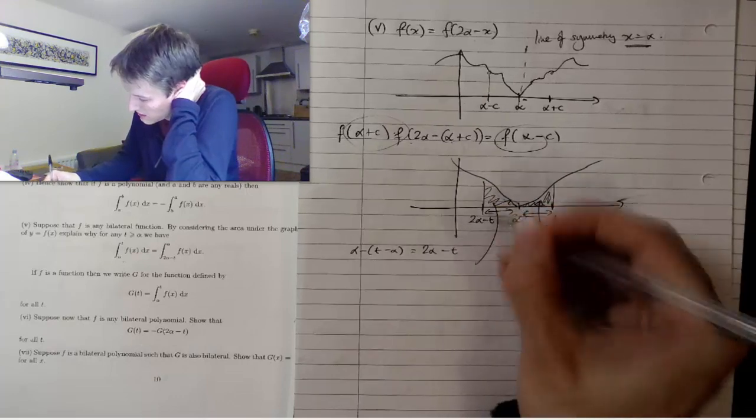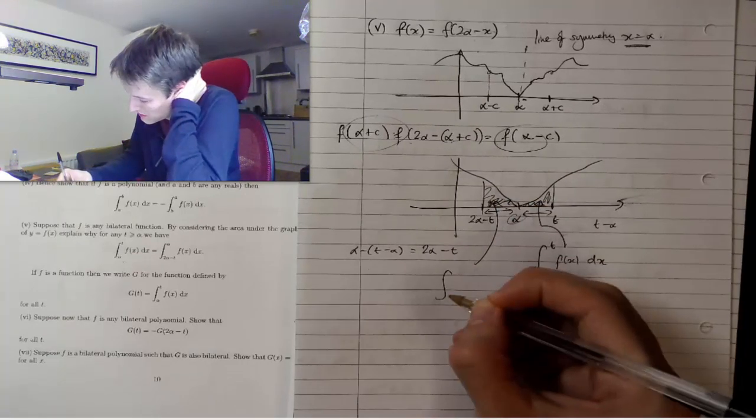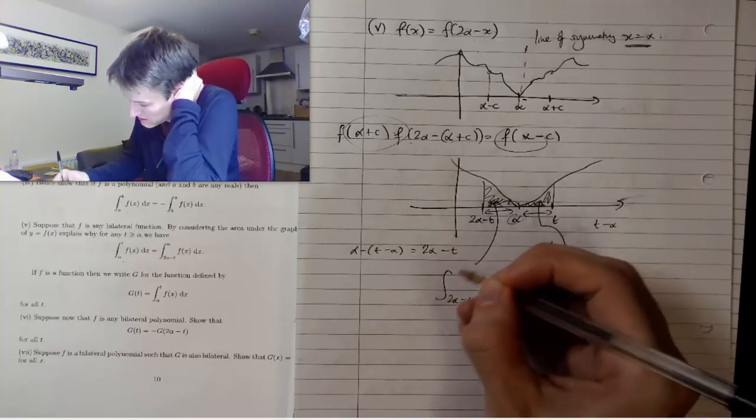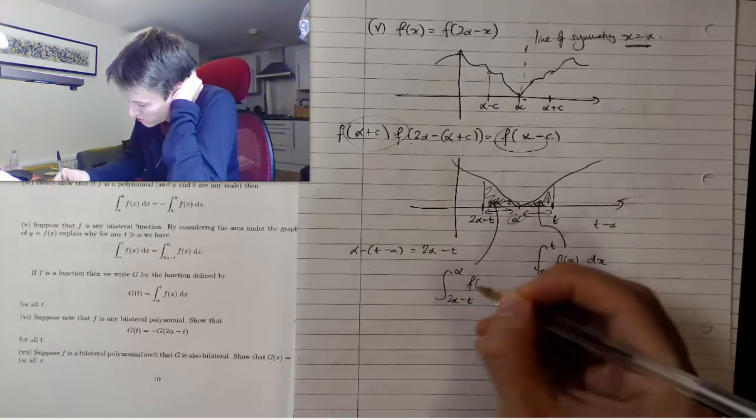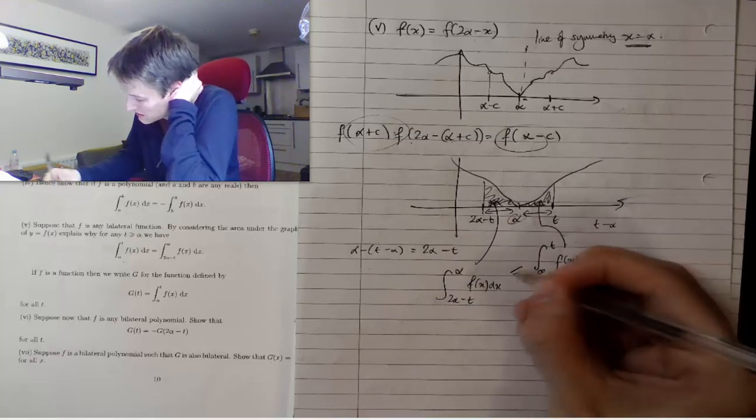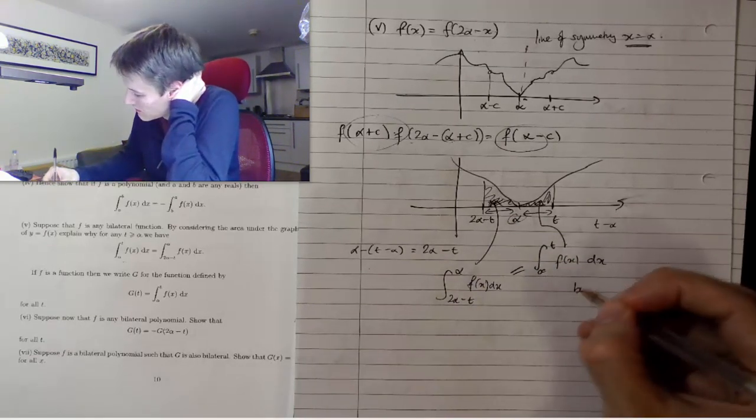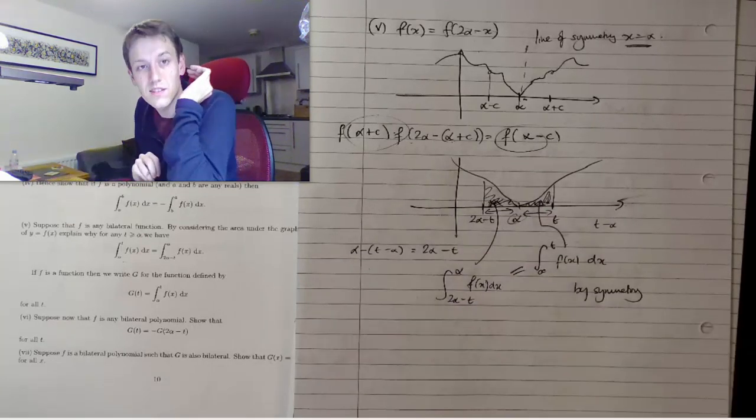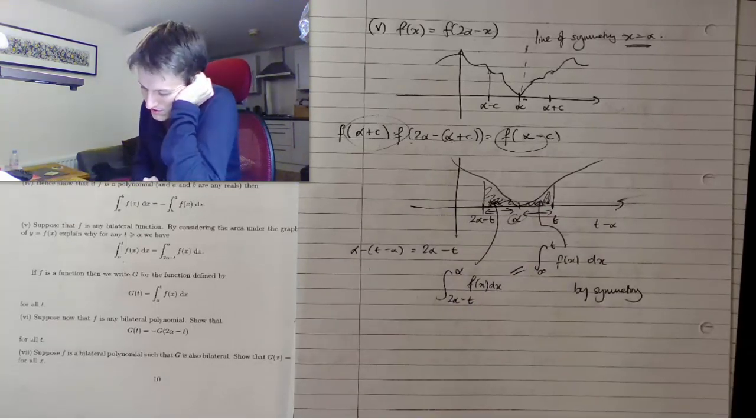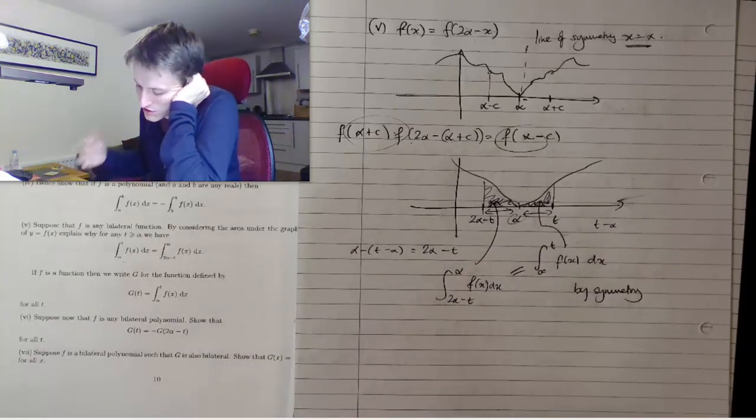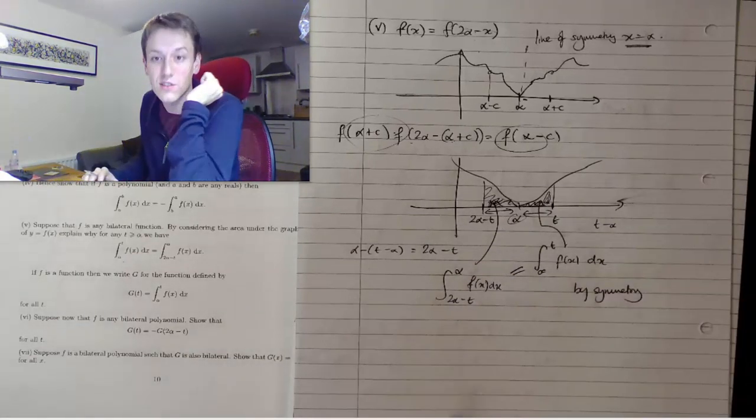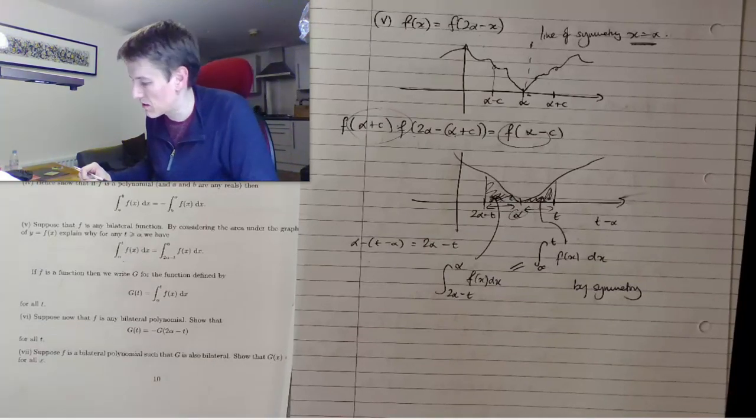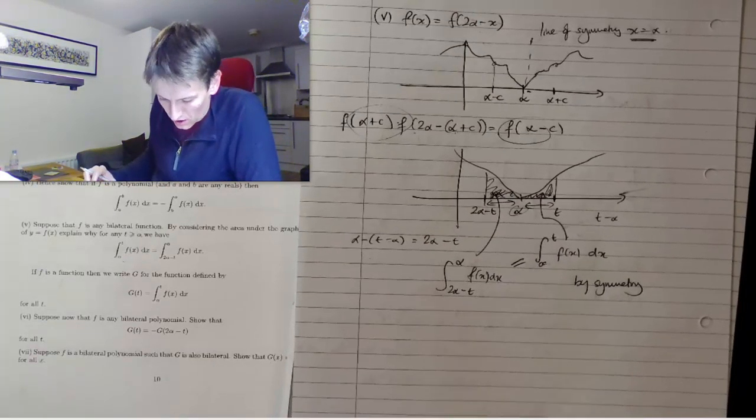So actually this area here would be the integral of f of x between 2 alpha minus t and alpha, f of x dx, and we can say those two are the same because by symmetry they represent equal areas on the graph. So it does tell you, by considering the area under the graph, an argument like this based on the picture is going to be fine so long as it's clearly presented.